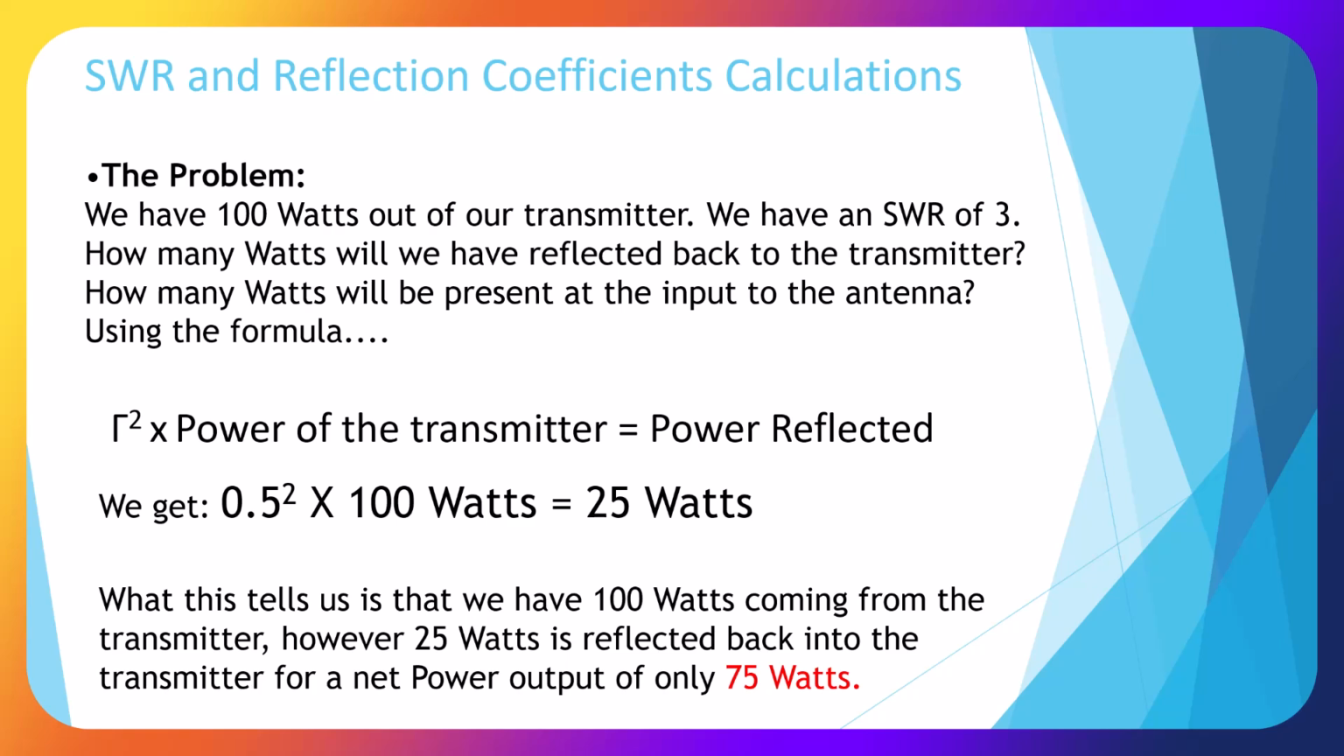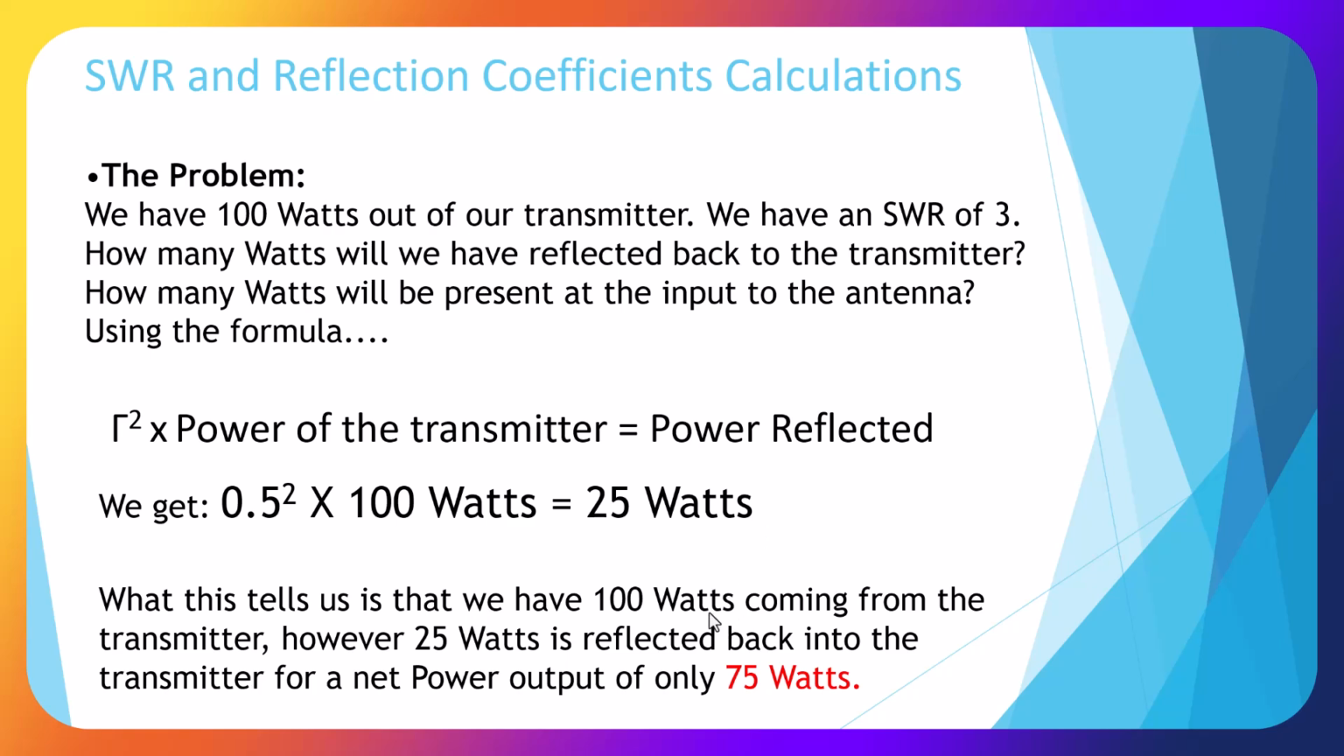Okay, let's do a problem. So we have 100 watts out of our transmitter and we have an SWR of 3. How many watts will we have reflected back to the transmitter, and how many watts will be present at the input of the antenna? So here's our formula. We put the numbers in, so we got 0.5 squared, which is our rho, times 100 watts equals 25 watts. So, 25 watts is our power reflected.